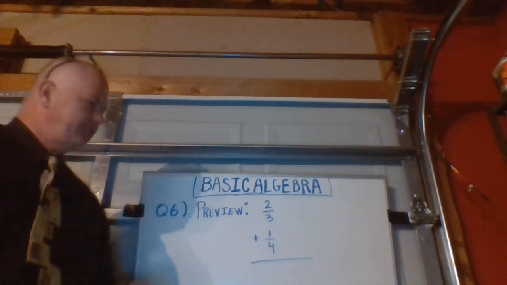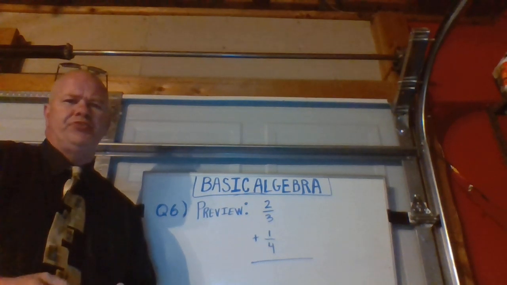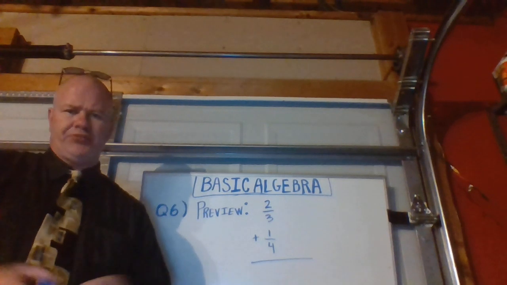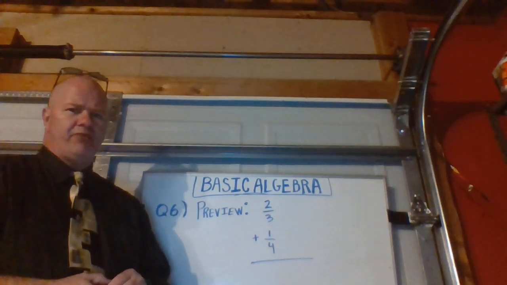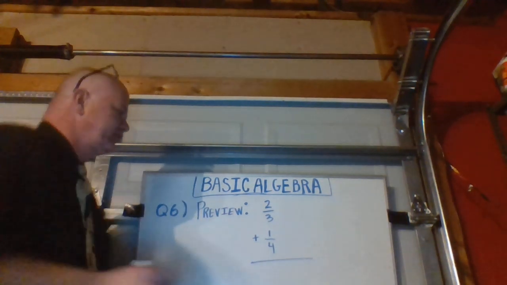Okay, question number 6. We're going to do a preview here. We're going to review how to add fractions with different denominators. That's what's happening with the actual question, but they are in algebra format, so to speak. So let's take a look at this. We've got 2/3 plus 1/4.